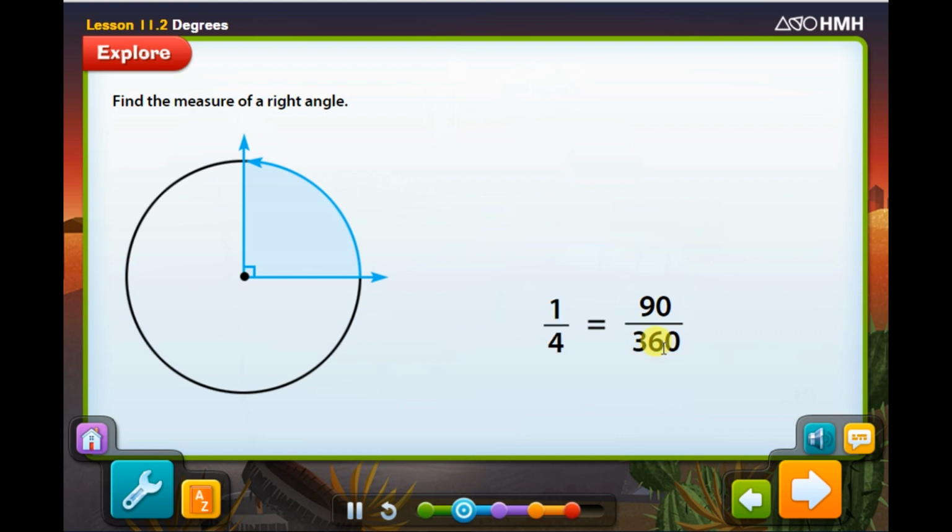What does an angle that turns through 90/360 of a circle measure in degrees? So this means we have 90 parts of the circle. This means 90 degrees. It measures 90 degrees. So a right angle measures 90 degrees.